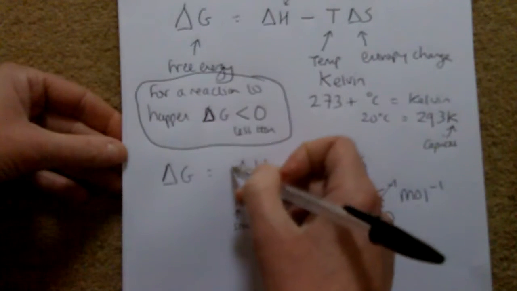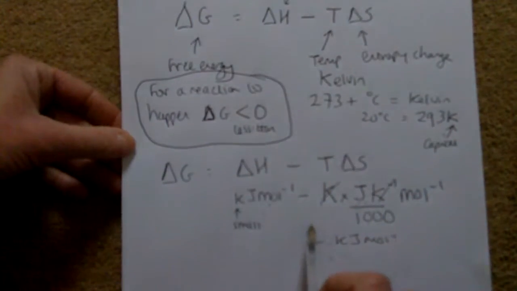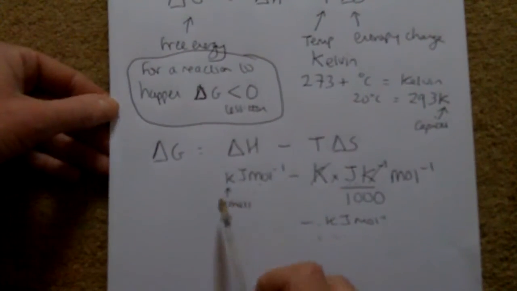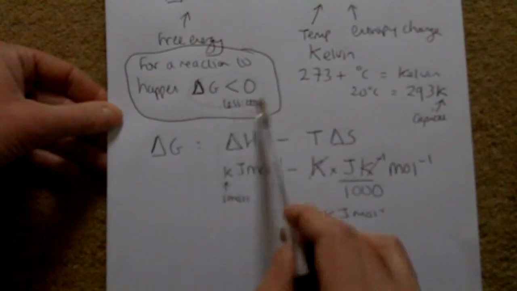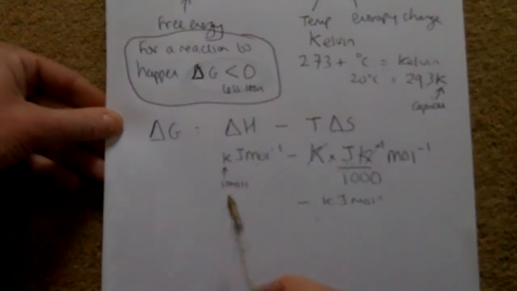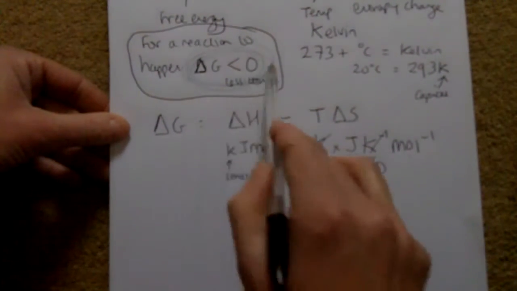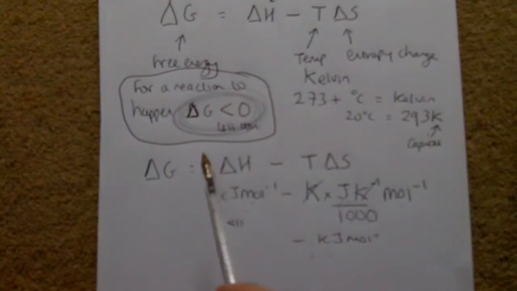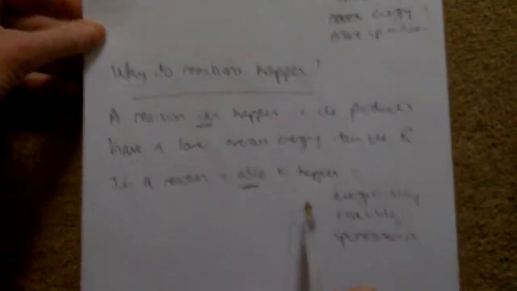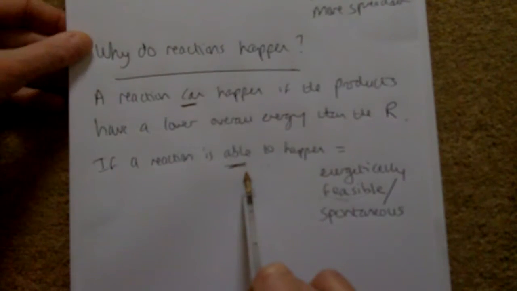Now, I'm sure in your textbook there are examples of the calculations. When you do a calculation, if you get an answer that is below zero, so a negative answer for delta G, overall energy change, then remember, the reaction should be able to happen. It is energetically feasible.